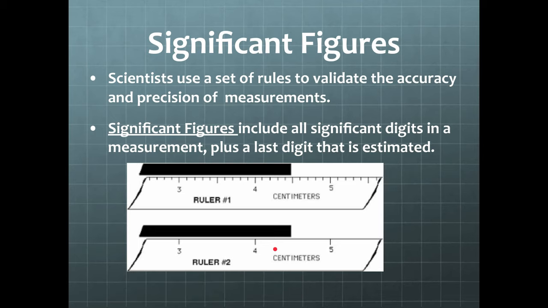So we know that significant figures become important. There would be 3 significant figures here, 4.48. Those are 3 digits I've recorded. And down here, there would only be 2, 4.4. Significant figures include all significant digits, which we're going to talk about in a second, in a measurement, plus a last digit that's estimated, just like I showed you here.